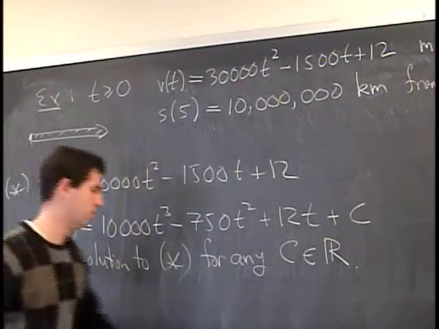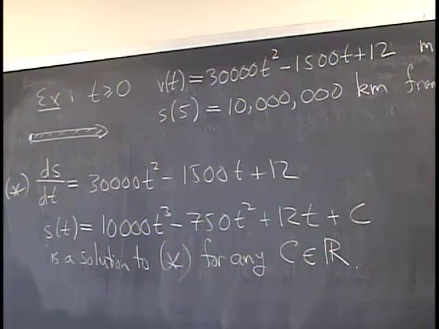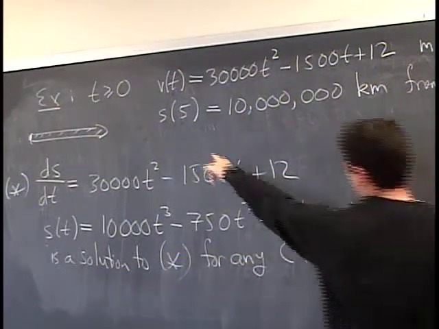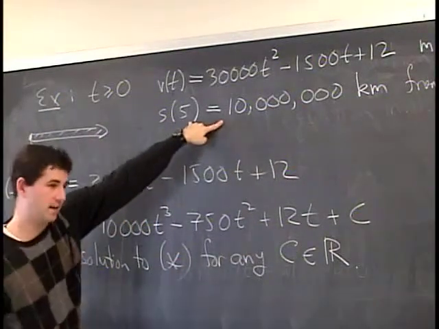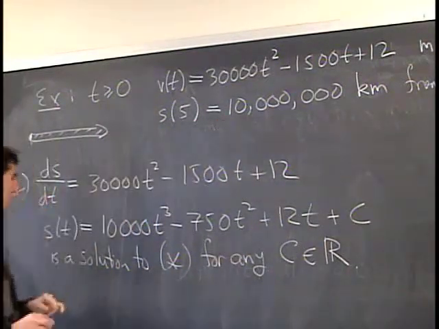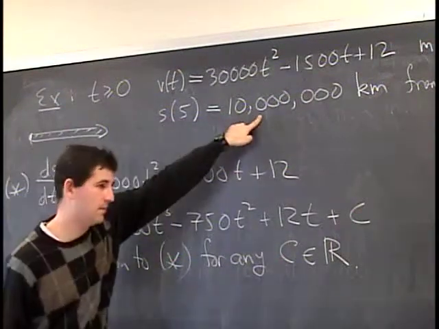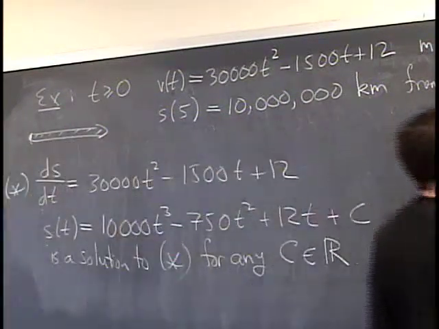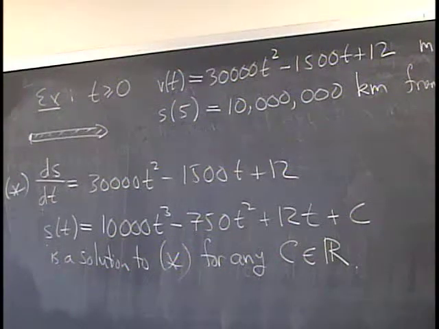Okay, so let's see which one. Okay, so we have an equation, and we want to test whether or not it satisfies this initial condition. So this says when t is 5, we should get out 10 million. So we plug 5 in. So 10,000 times 5 cubed minus 750 times 5 squared plus 12 times 5 plus c should equal 10 million.